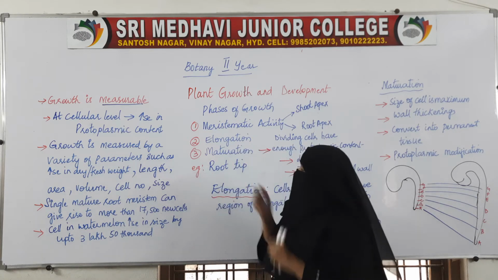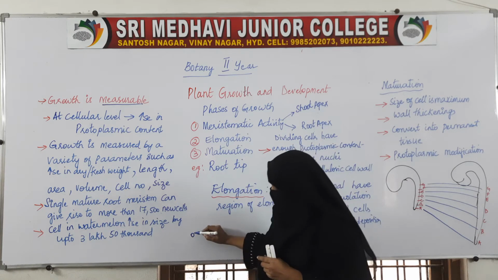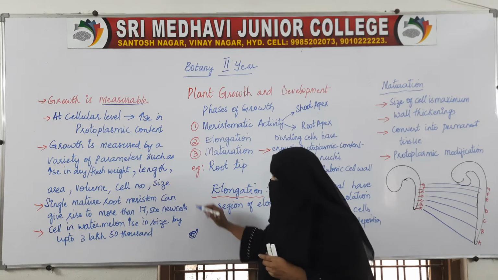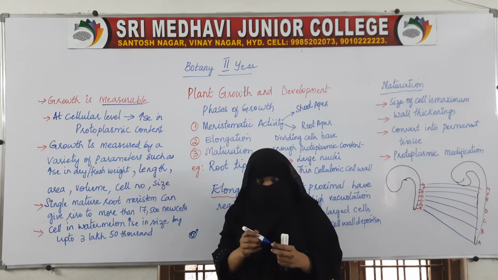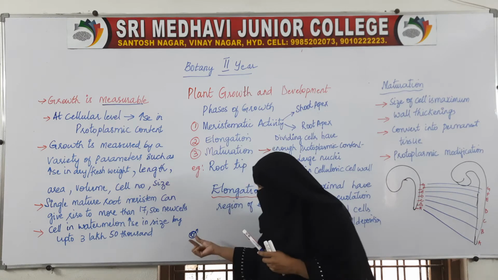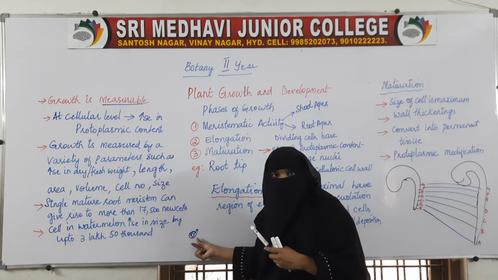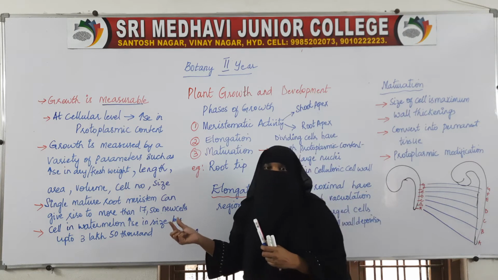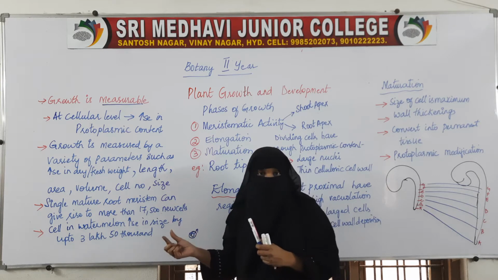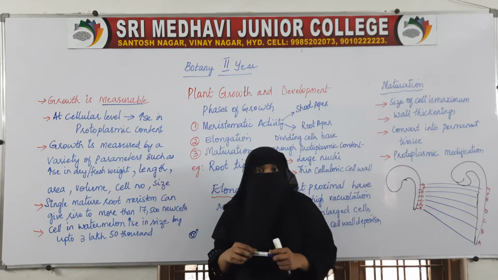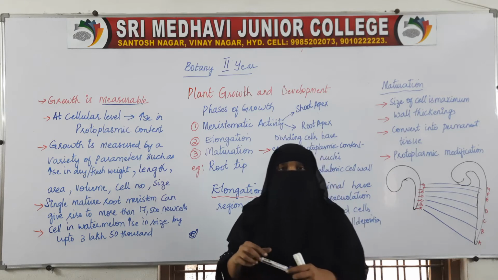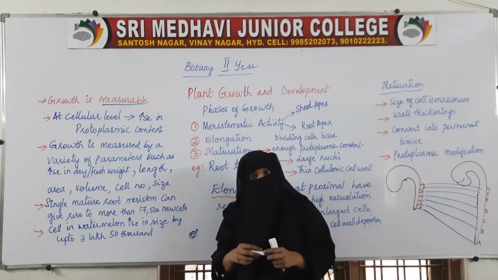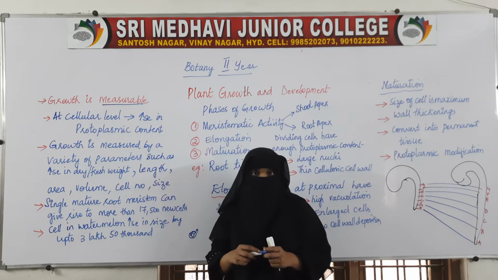Earlier the cell was only this much in size, for example. Now it is of this size. This increase in size is because of the increase in the protoplasmic content. We can see this increase in the cell, but we cannot measure it. Why? Because we do not have such sophisticated and sensitive instruments which can measure the protoplasmic content. We can see it, but we cannot measure it.